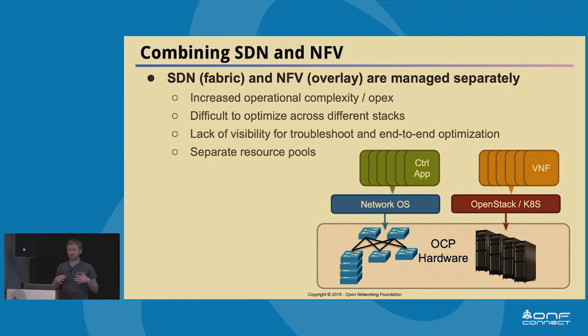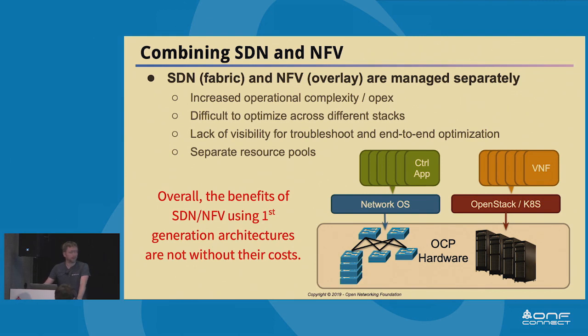When you combine the two, a lot of people use SDN to implement their fabric. NFV was the overlay where they did service chaining or end-to-end service delivery. And these two solutions, in many cases, were managed separately. So we have an increase in operational complexity. It's difficult to optimize between these two stacks because it's not necessarily clear what the interface between them is. And if you're trying to do end-to-end optimization or troubleshooting, it's difficult because we have to collect information from two stacks and combine it together. We also have an over-provisioning of resources because we need to have resources available for our networking stack and our NFV stacks independently.